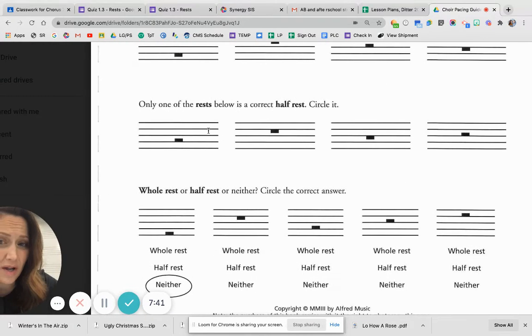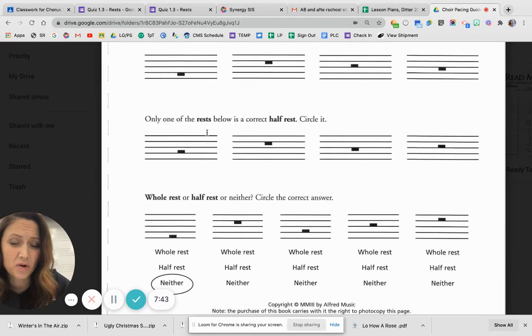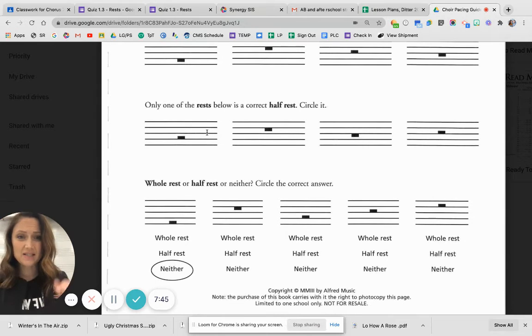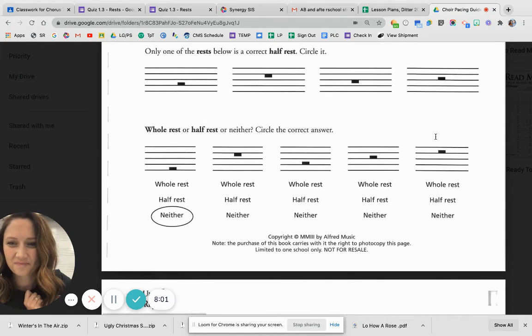Now, only one of these below is an actual correct half rest. It needs to sit on the 3rd line. Let's look. Is it the first one, the second one, the 3rd one, or the 4th one? The answer is the 4th one, right here, sitting on line 3.